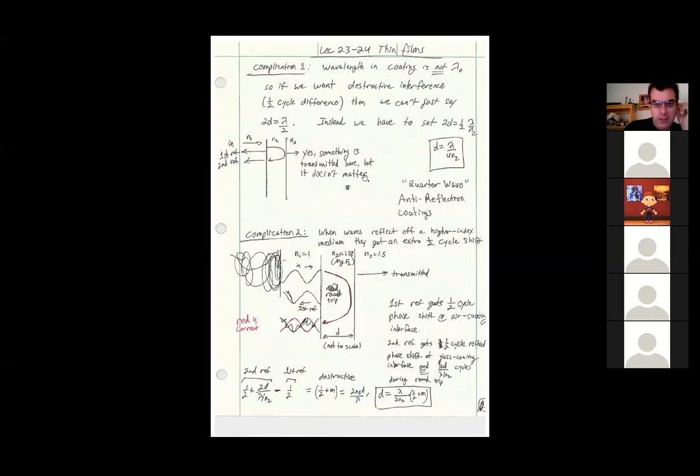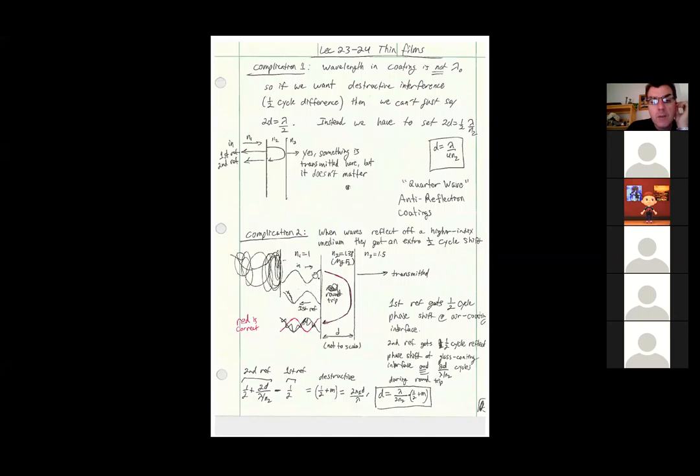Second complication, more profound than the first. When the waves reflect off of a higher index medium, then they get an extra half cycle phase shift. So if I've got a wave coming in here, we've got this refractive index is 1, it's air. This is 1.38, it's magnesium fluoride. It's a very common coating to put on glass. And this is roughly 1.5, it's some kind of glass.